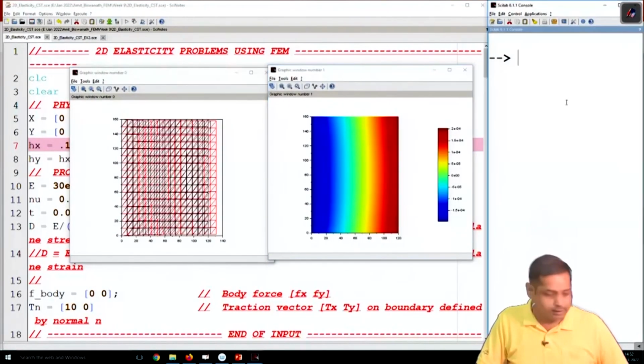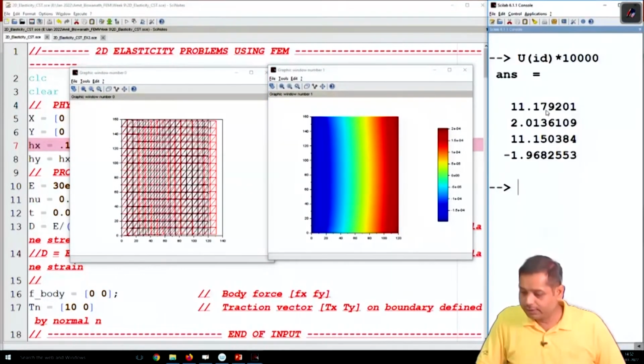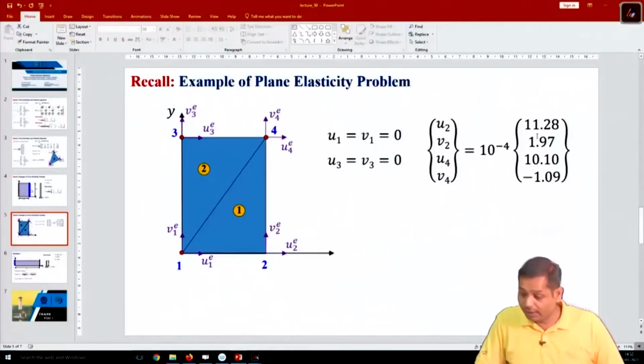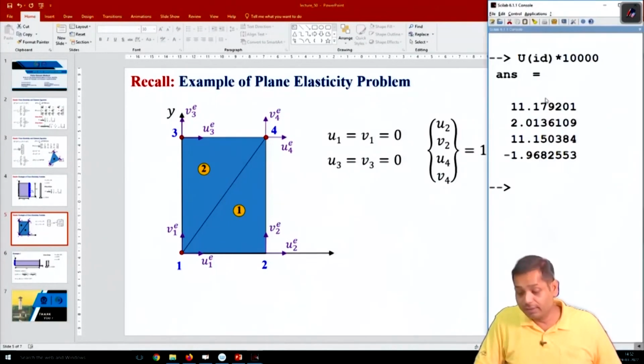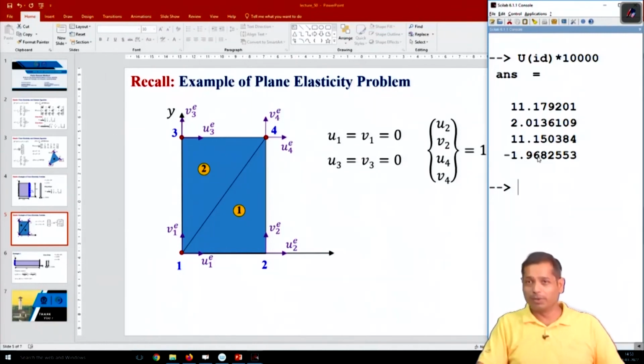Okay, and then check. So this is 11 point... it is better. 11.1, 11.2. This is also 11.2. So at least these values, which were 11.28 and 10.1 with just two elements, now it is symmetric. And this is 2.01. It is 1.96, which is also almost 2.0.